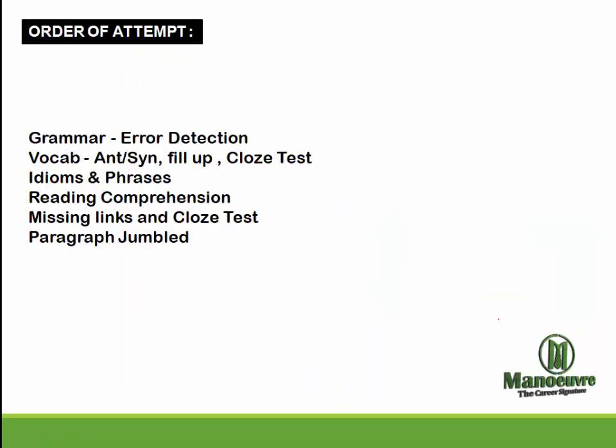Okay, now I'll show you the order of attempt. The first you have to attempt is the grammar part, the error detection part. Then go to the vocab part, the synonyms, antonyms, fill-ups and cloze tests. Then go to the idioms and phrases. After that, choose the reading comprehensions. Then go to missing links and cloze tests. And then last, go to the paragraph jumbles.